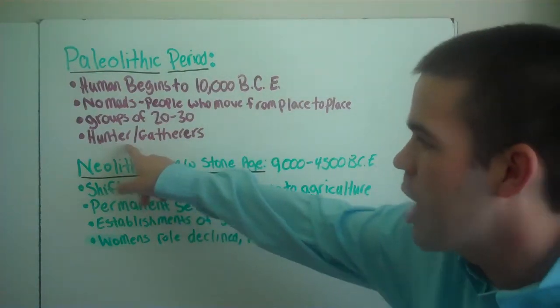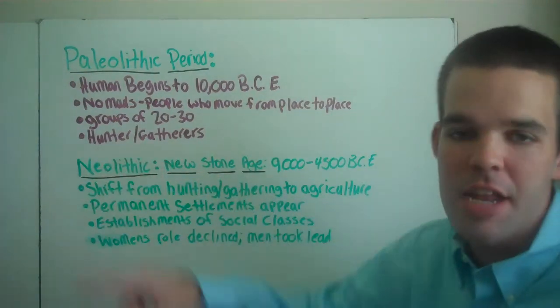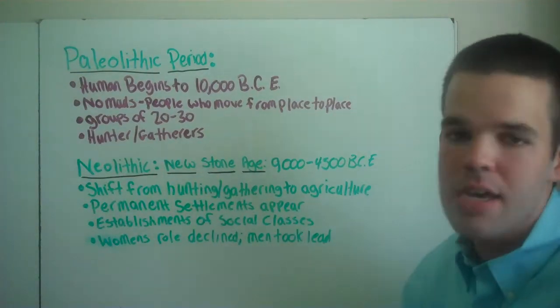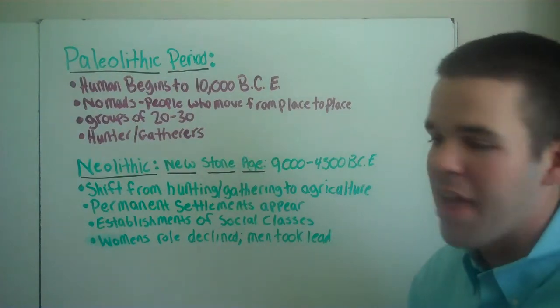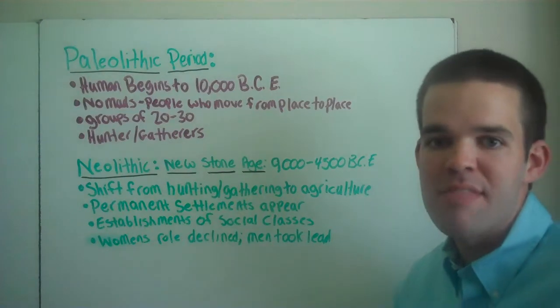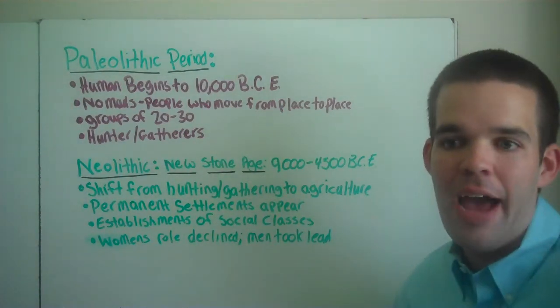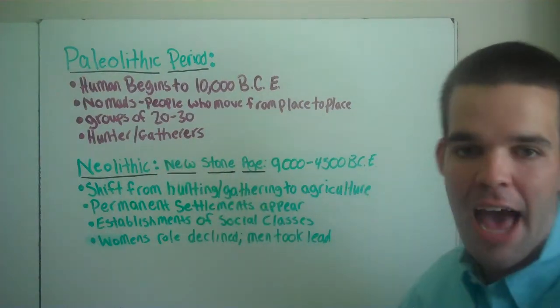Paleolithic also had hunters and gatherers. Remember what hunters and gatherers are. Males hunted for the food in the morning, for the week, for the month. They ate everything. The women gathered at the same time, whether it be leaves off of trees, berries, whatever they could find around their area, the women gathered it.